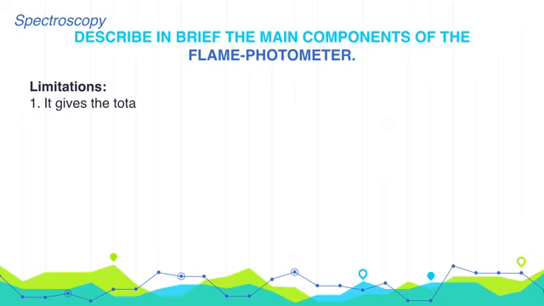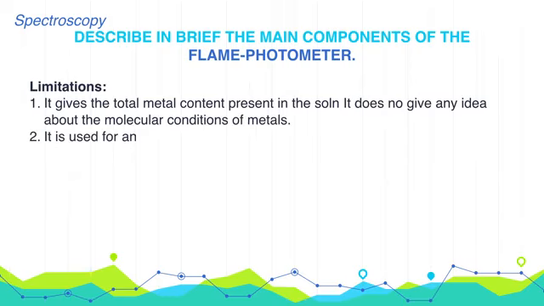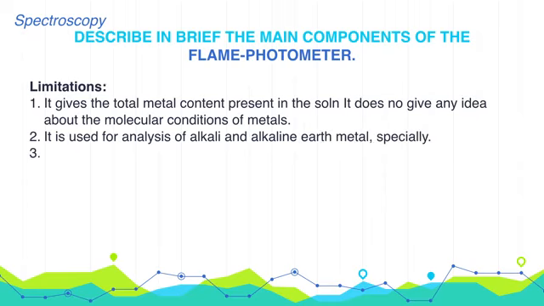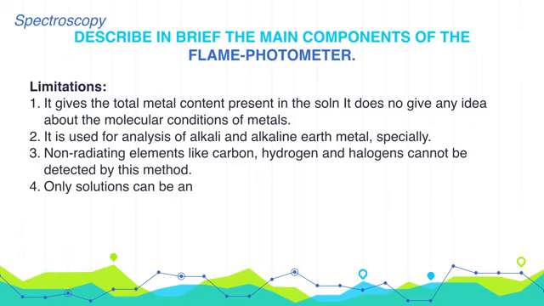It gives the total metal content present in the solution. It does not give any idea about the molecular condition of the metal. It is used for analysis of alkali and alkaline earth metals especially. Non-radiating elements like carbon, hydrogen and halogen cannot be detected by this method. Only solutions can be analyzed.